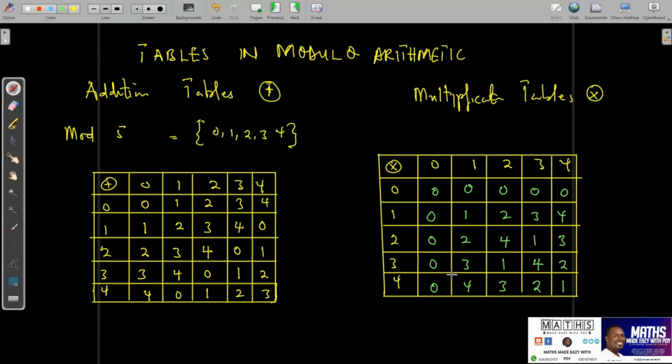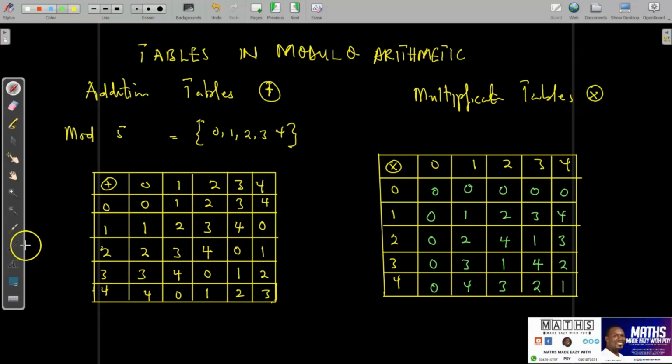So in this case, you realize that the multiplication table in mod 5 is closed. Likewise, the addition table in mod 5 is also closed. Please, are we all okay? Okay, good. Now, let's take it that they ask us to evaluate using the tables we have.